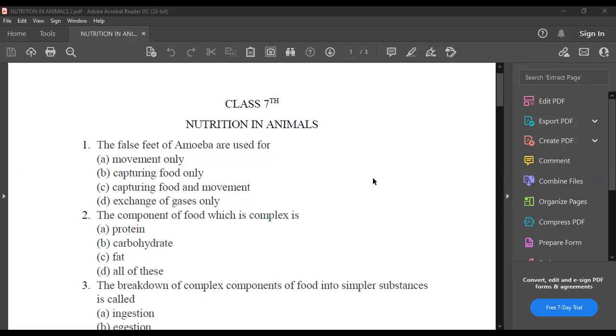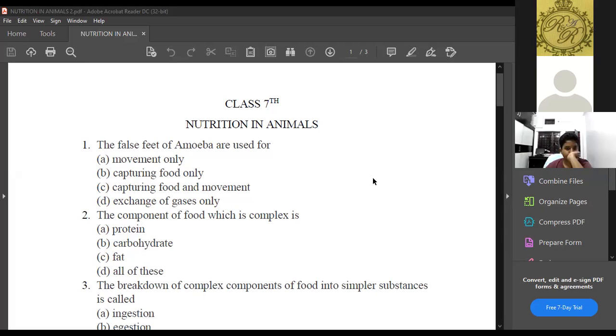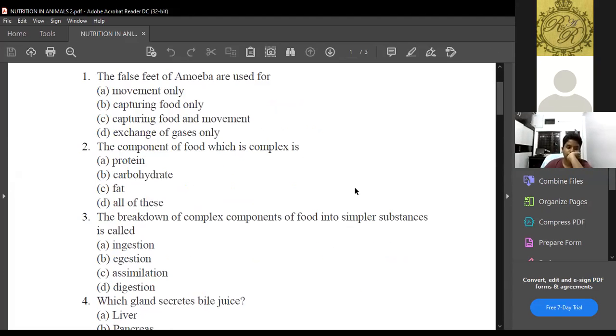Sir, C, capturing food and movement. Capturing the food and movement of the food particles. Yes, sir. Okay. Which of the given components of food is a complex one? Wait.